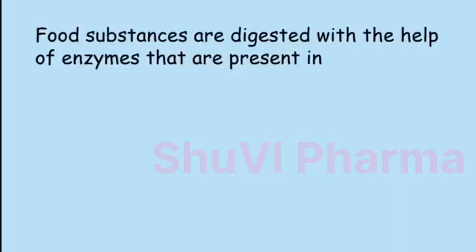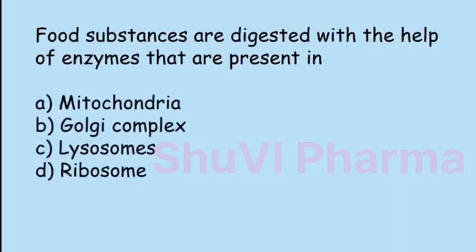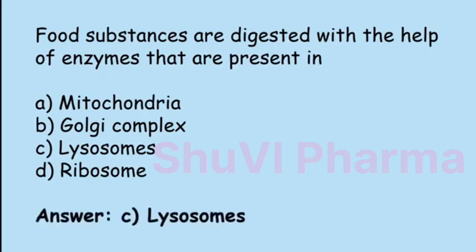Food substances are digested with the help of enzymes that are present in mitochondria, Golgi complex, lysosomes, ribosome. The correct answer is option C. Food substances are digested with the help of enzymes that are present in lysosomes.